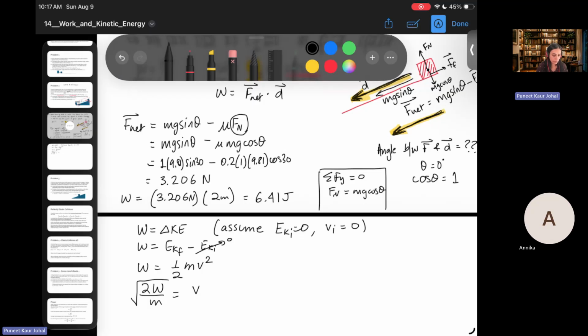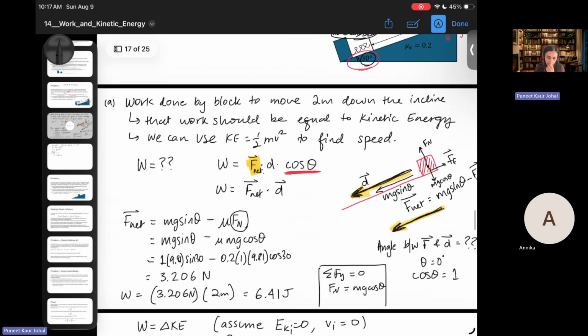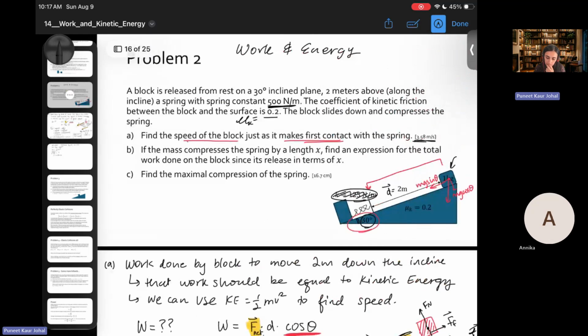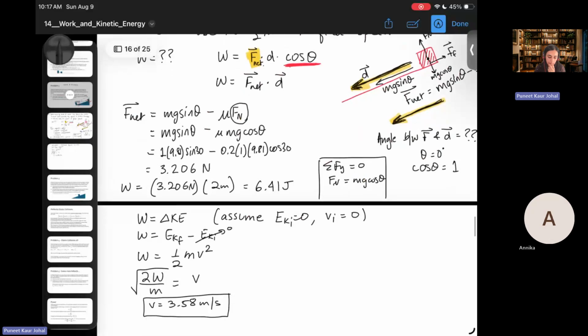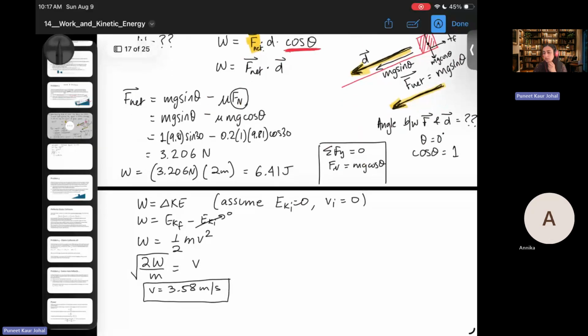So square root of 2 times the work, which is 6.412. And then we divide it by the mass, which is just 1. So that is 3.58 meters per second. Let's check if that was the right answer. Yes, that was correct. 3.58 meters per second. Good.